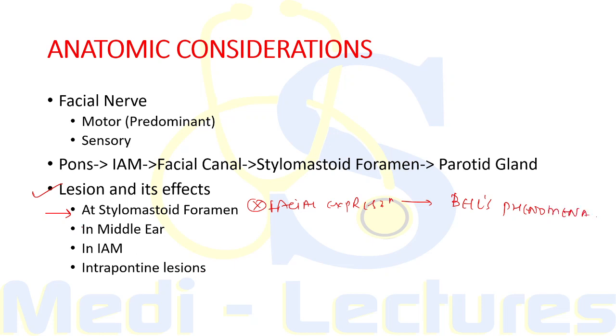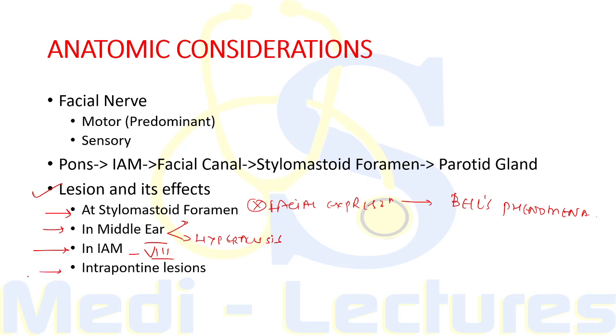Now when the lesion is in the middle ear, the taste is also lost in the anterior two-thirds of the tongue, since it will involve the nervus intermedius, and also if the nerve to stapedius is involved, there will be hyperacusis, that is, sensitivity to loud sounds. If the lesion is in the internal acoustic meatus, then there can be damage to the adjacent eighth nerve as well, which can lead to deafness, tinnitus as well as dizziness.